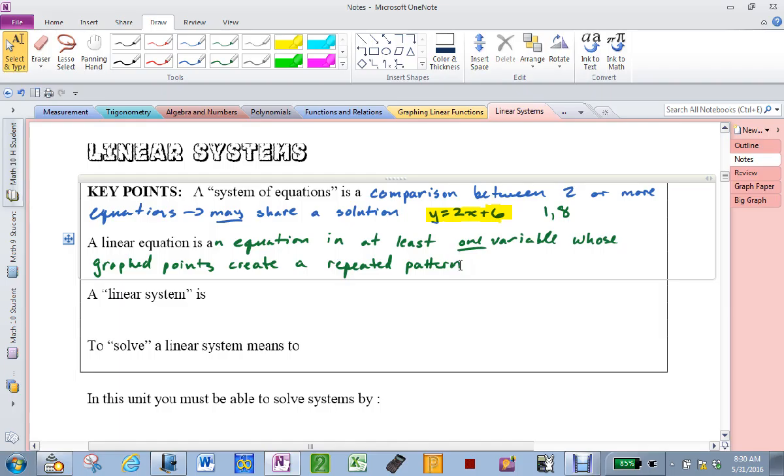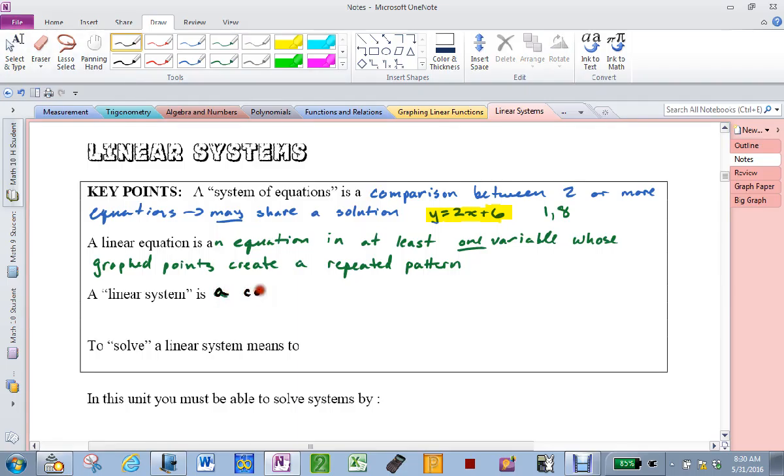A system compares two or more equations. A linear equation is this special kind of equation. What must a linear system be, Noah? One that compares two or more linear equations. Yeah, excellent.